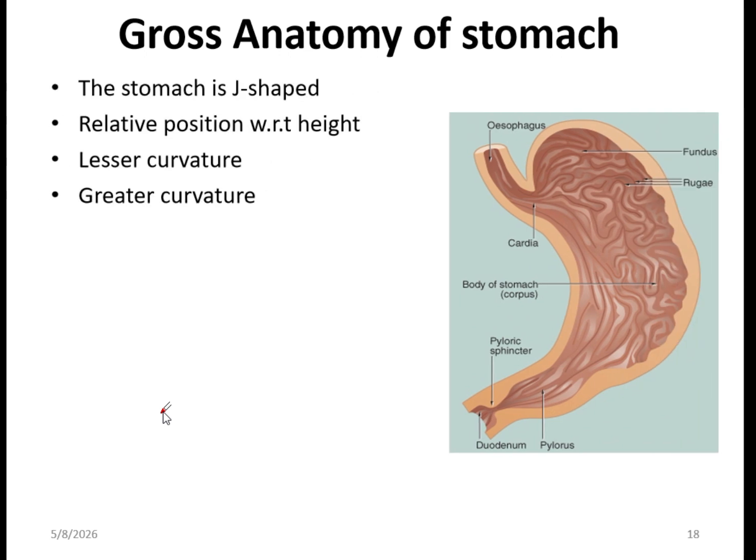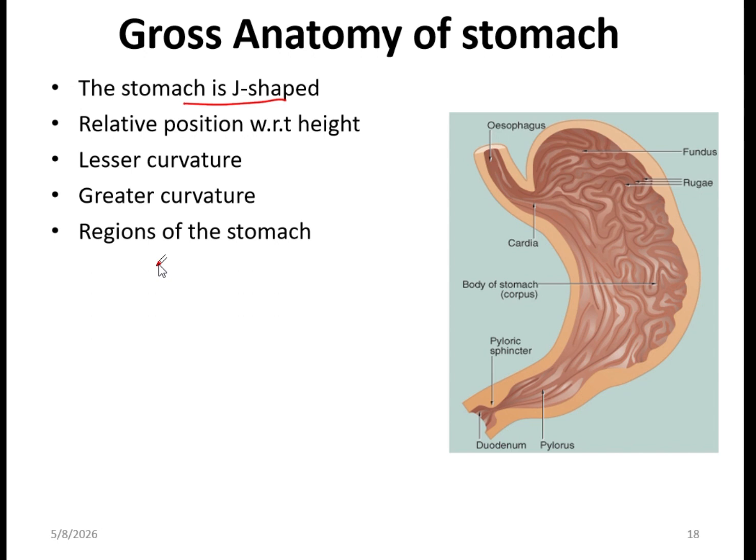Then next we can talk about the gross anatomy of the stomach, right? The gross anatomy of the stomach is generally J-shaped, as I said earlier. So relative position with respect to height, and lesser curvature and greater curvature. Stomach is J shape here.